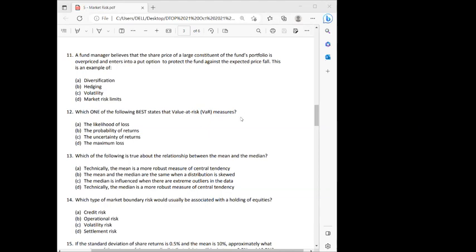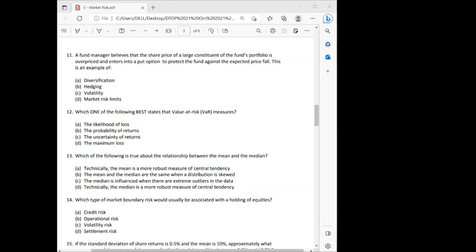Which one of the following best states the value at risk measures? The likelihood of loss, the probability of returns, the uncertainty of return, the maximum loss. Even I just discussed something different.